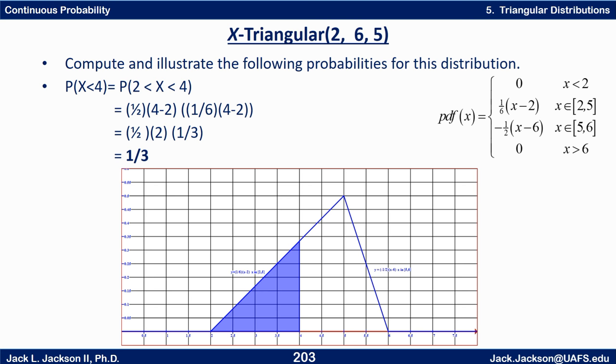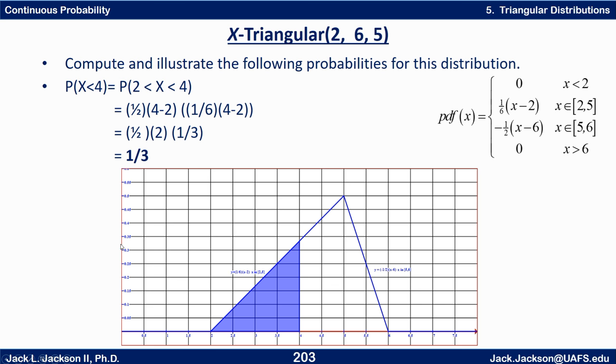Well, hopefully you came up with a triangle here to the left of 4. So we're just finding the area of that triangle. It's 1/2 base times height. The base is 4 minus 2, which is 2. The height is, well, how do I find the height? That's why I need this formula. I just plug in 4 in the formula. Well, which part? 4 is between 2 and 5, so we're going to do this part right here with the positive slope. So 4 minus 2 is 2. 2 times 1/6 reduces to 1/3. So the height right here is 1/3.